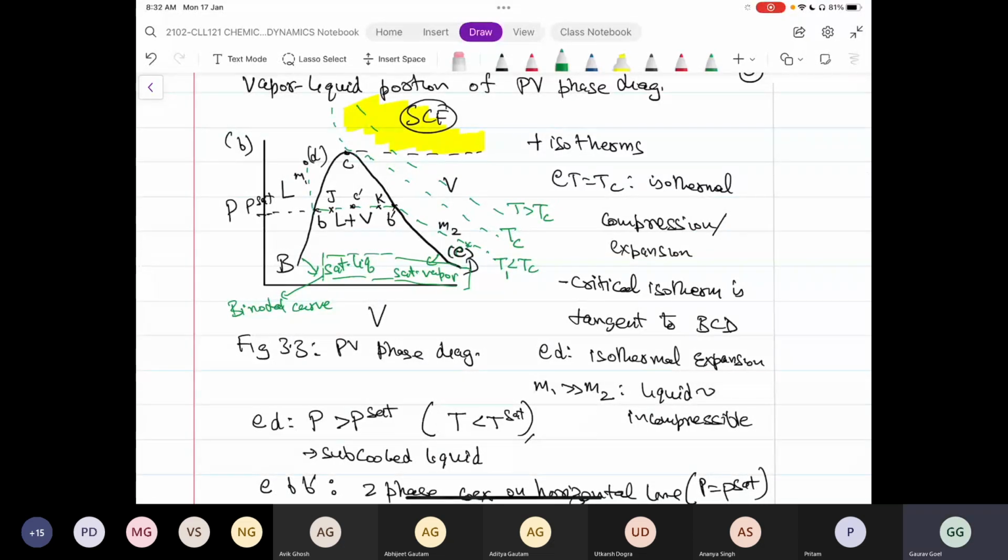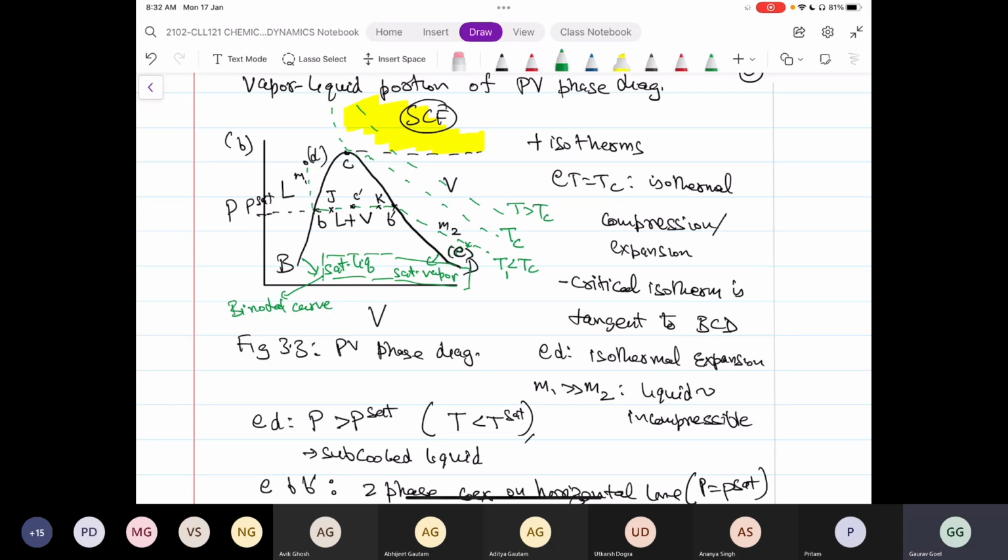as I go from point B to point B prime at temperature T1, temperature is not changing, temperature is fixed at T1. Pressure is not changing, it's a horizontal line. Pressure is fixed at P sat corresponding to T1. So if I specify temperature, you will be able to calculate P sat.